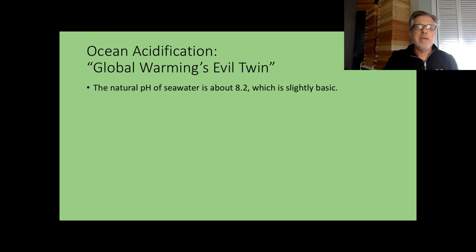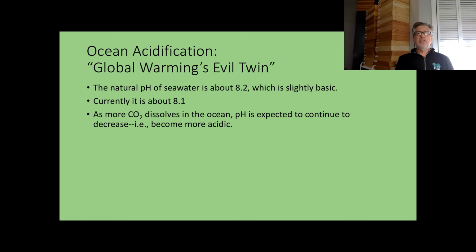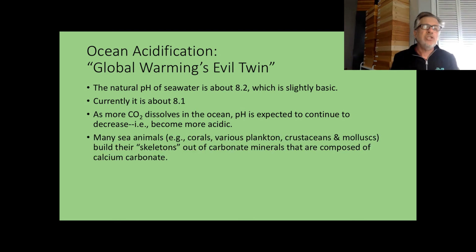The natural pH of seawater is about 8.2. That is slightly basic, and it is currently about 8.1. In other words, it's decreased due to anthropogenic carbon. As more carbon dioxide dissolves in the ocean, the pH is expected to continue to decrease. The ocean will become more acidic. Now, here's the issue with that.